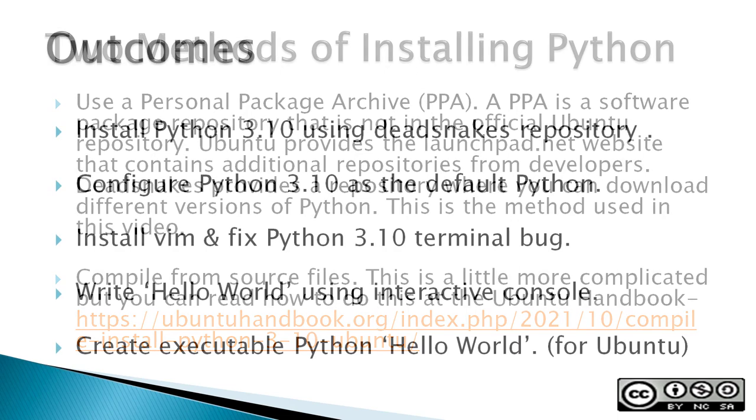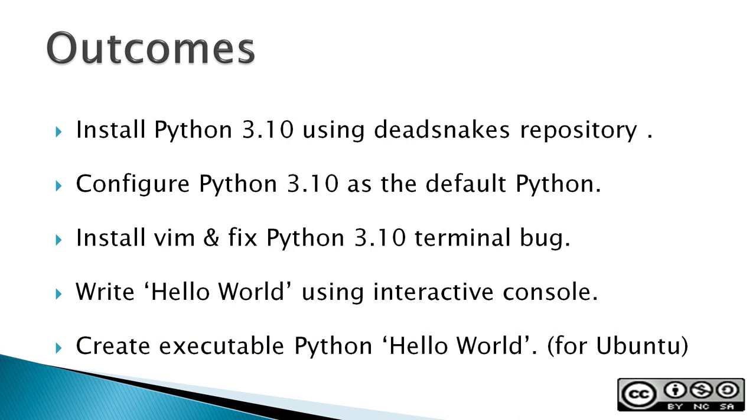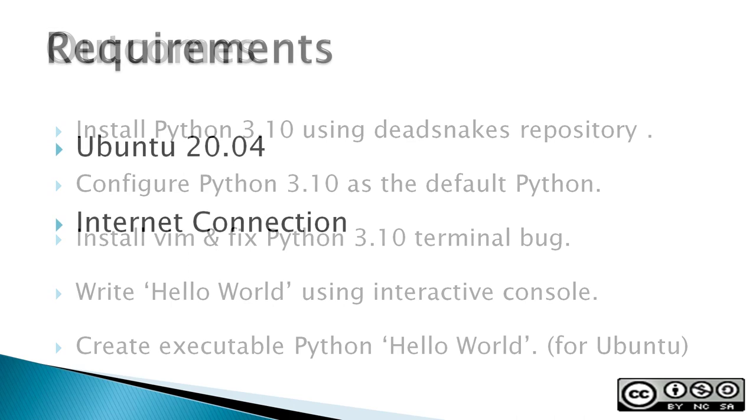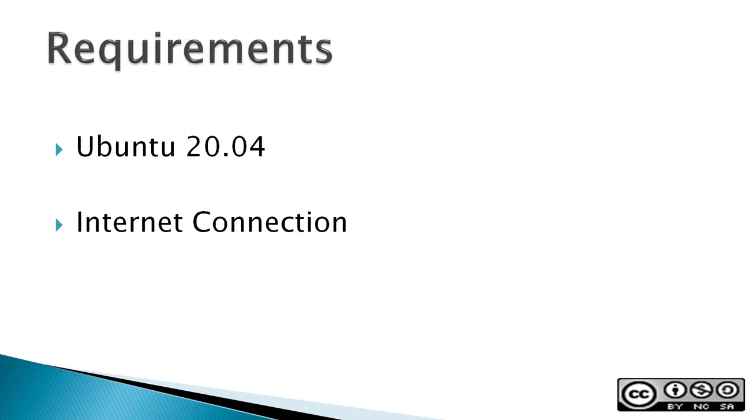The outcomes for this video are: install Python 3.10 using a DeadSnakes repository, configure Python 3.10 as a default Python in your Ubuntu 20.04 desktop, install Vim and fix Python 3.10 terminal bug, write Hello World using the Interactive Console, and create an executable Python Hello World for Ubuntu. Requirements: Ubuntu 20.04, and an internet connection.